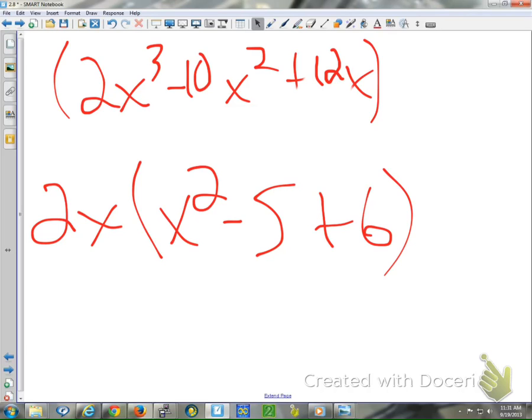So this is a different problem? Wait, so on the front number, you take out the number and the x, and then you carry over the other two you got left over into the... Actually, yes, and that's what I'm going to be teaching very soon.